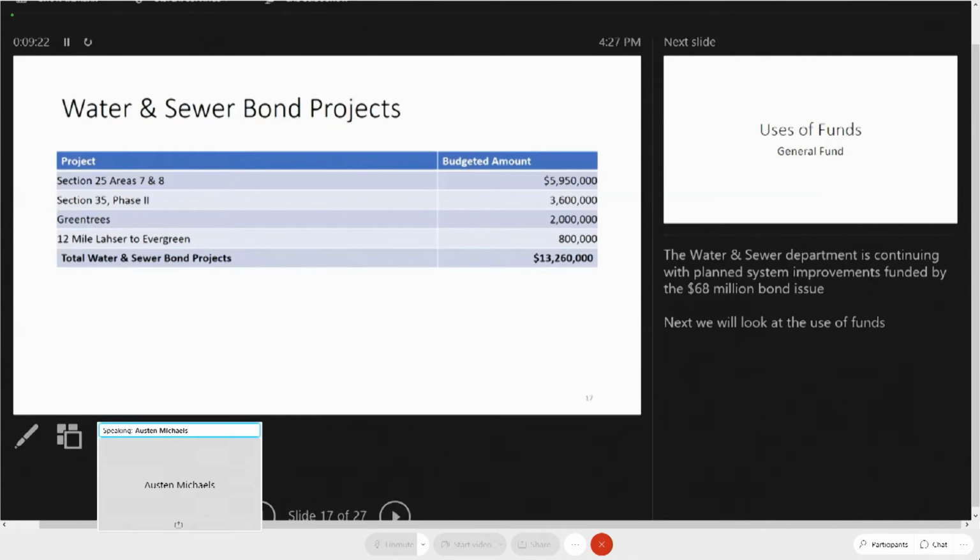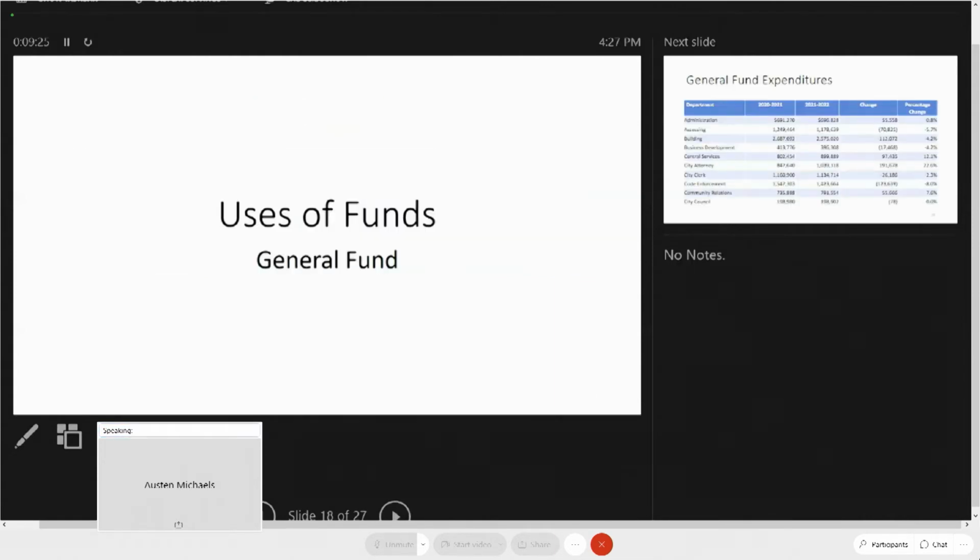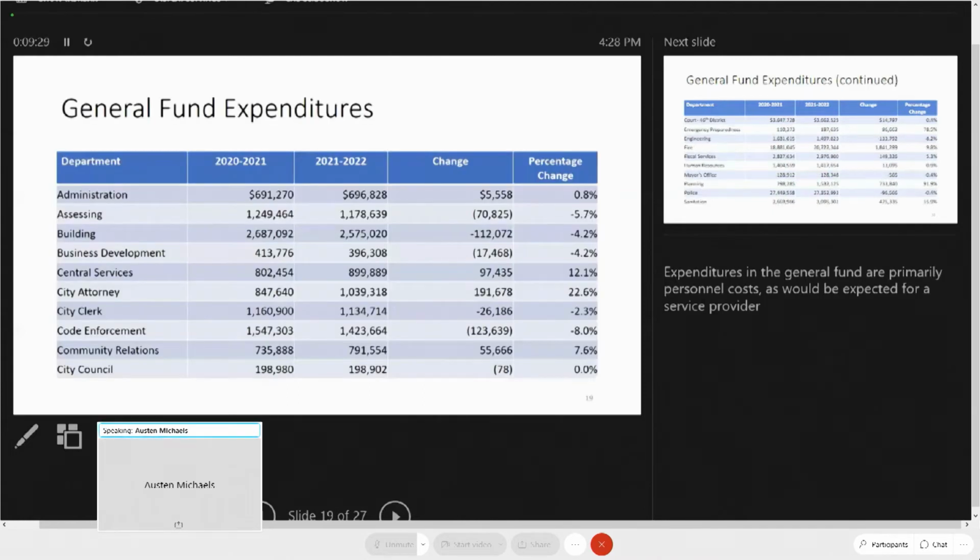And now we'll move on to looking at our uses of the funds, or the general fund expenditures. Expenditures in the general fund are primarily driven by personnel costs, and that is in line with what we would expect for a service provider, which is what the city is. We exist to provide services. I did provide council with detail of these expenditures by department, and after I get through this PowerPoint, I'm more than happy to entertain any questions that you have related to that.